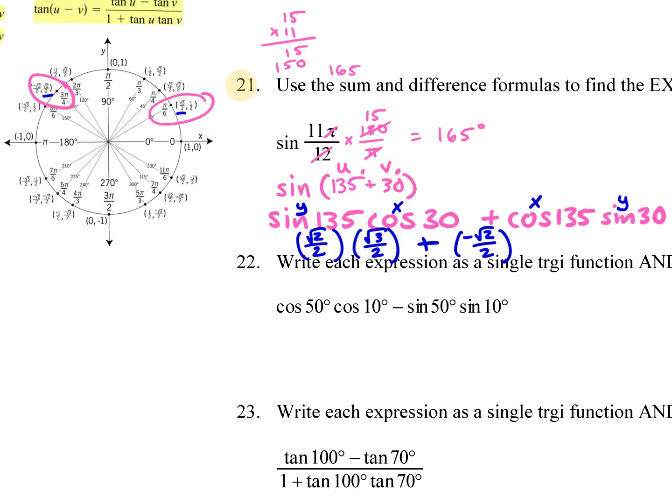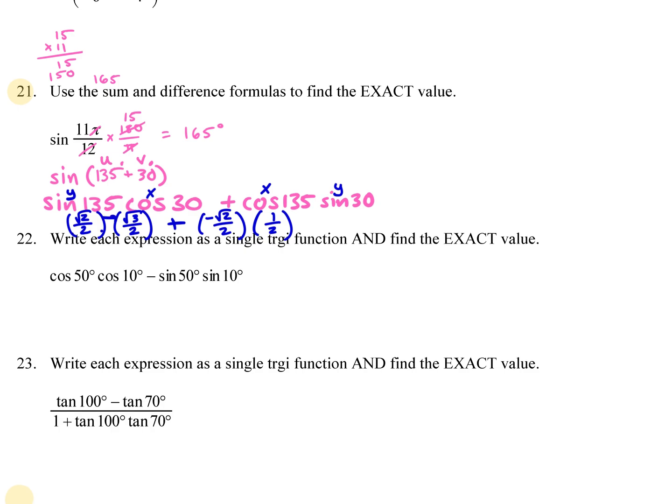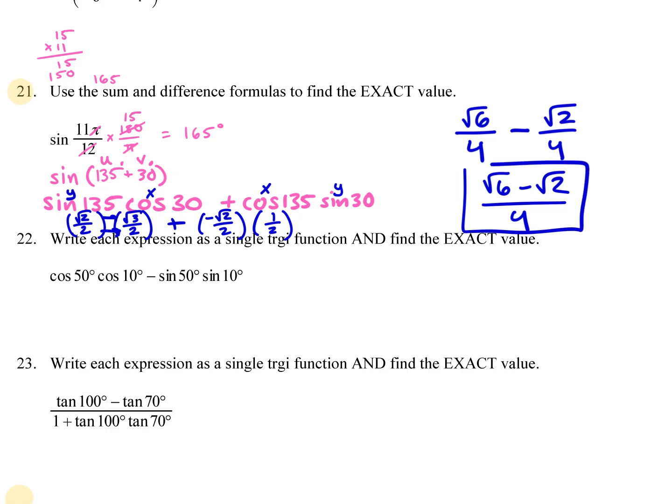1/2. So now when we multiply straight across, square root 2 times square root 3 would be square root 6 over 4. Then we have minus square root 2 over 4. And we can combine these together. So square root 6 minus square root 2 over 4. So that would be our answer.